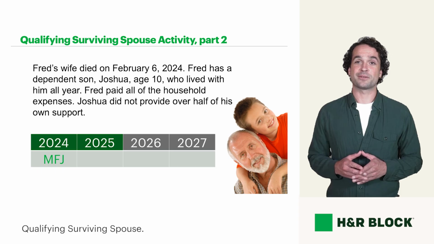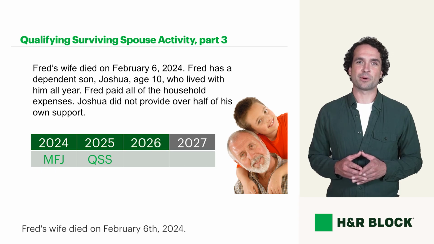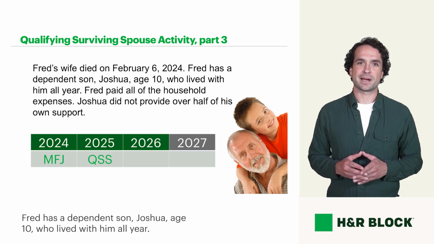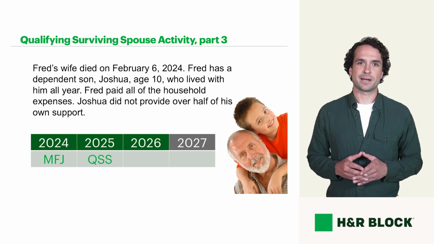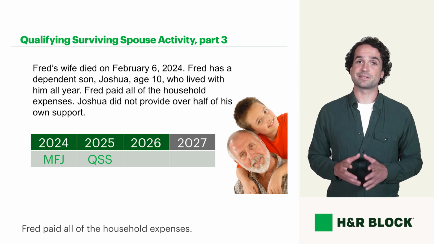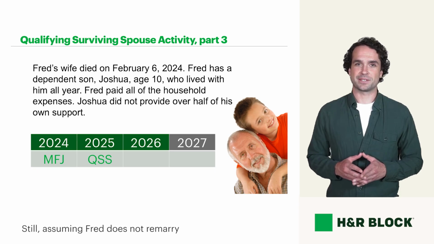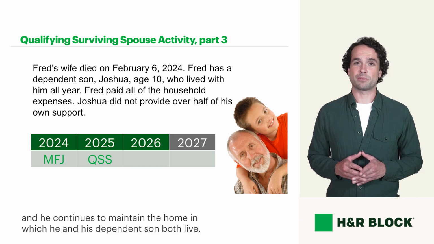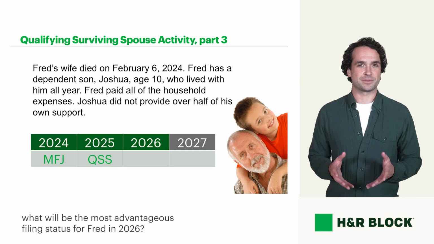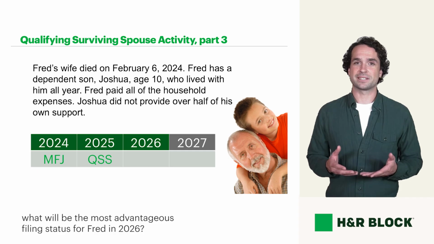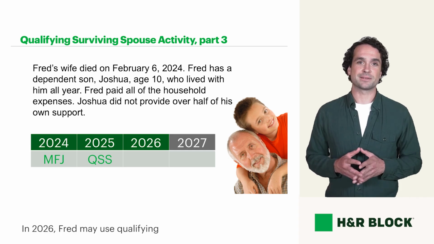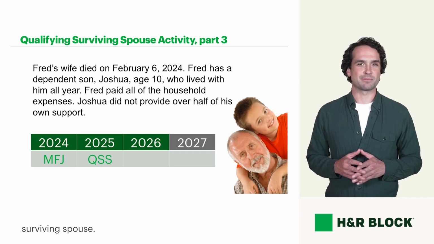Qualifying surviving spouse. Fred's wife died on February 6, 2024. Fred has a dependent son, Joshua, age 10, who lived with him all year. Fred paid all of the household expenses. Joshua did not provide over half of his own support. Still assuming Fred does not remarry, and he continues to maintain the home in which he and his dependent son both live, what will be the most advantageous filing status for Fred in 2026? In 2026, Fred may use qualifying surviving spouse.